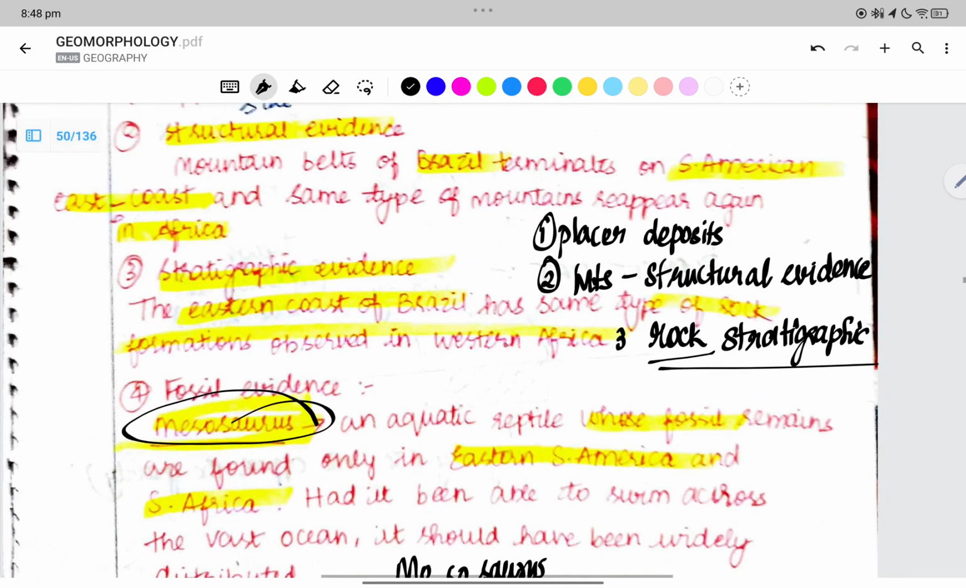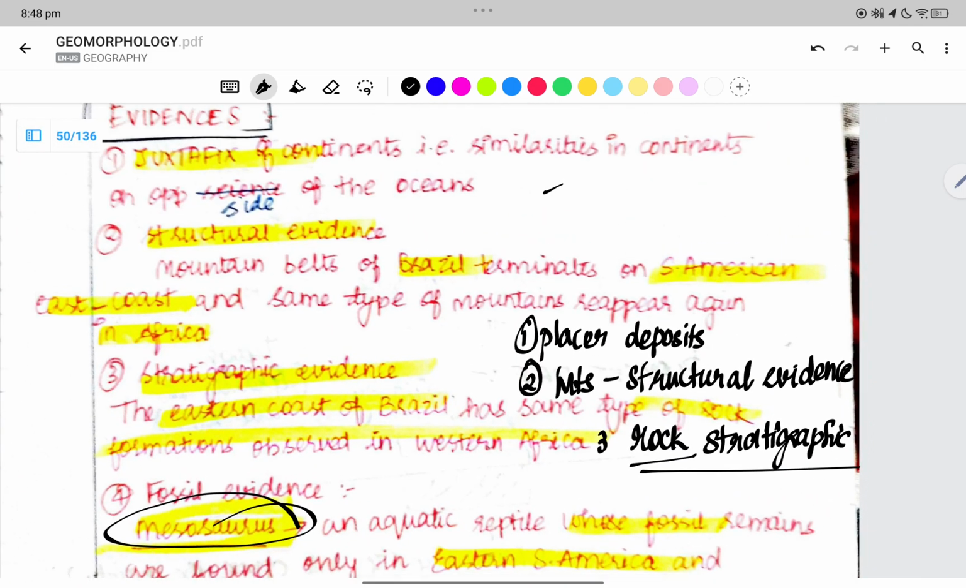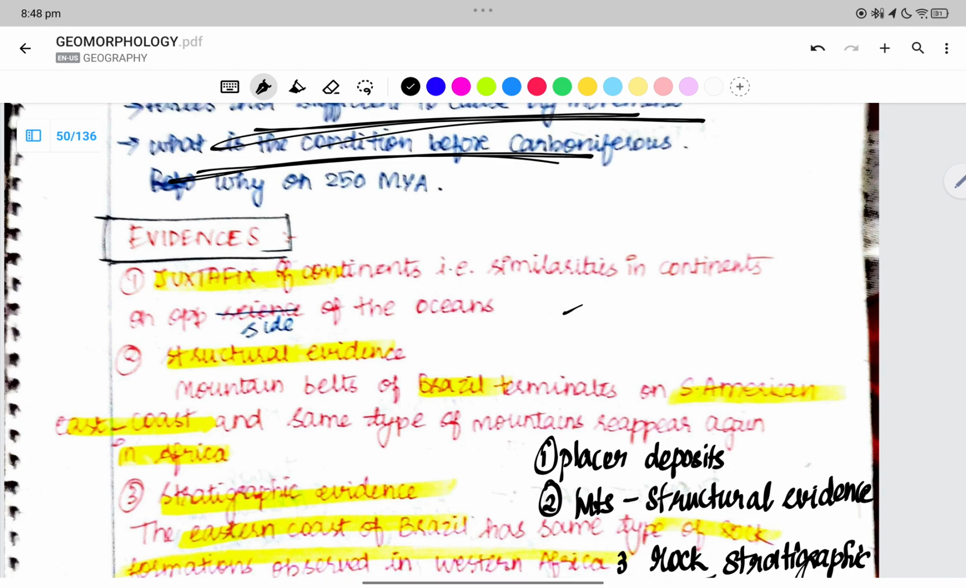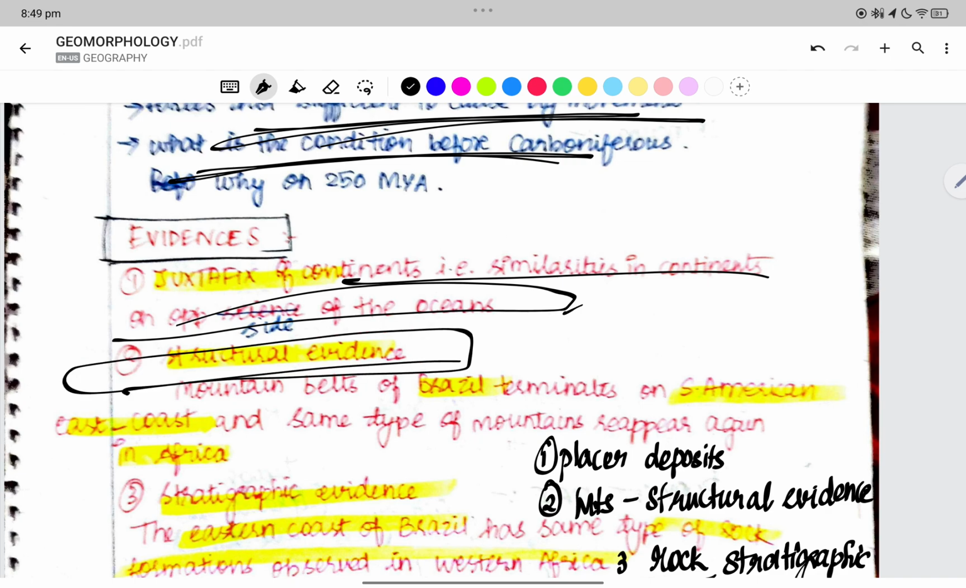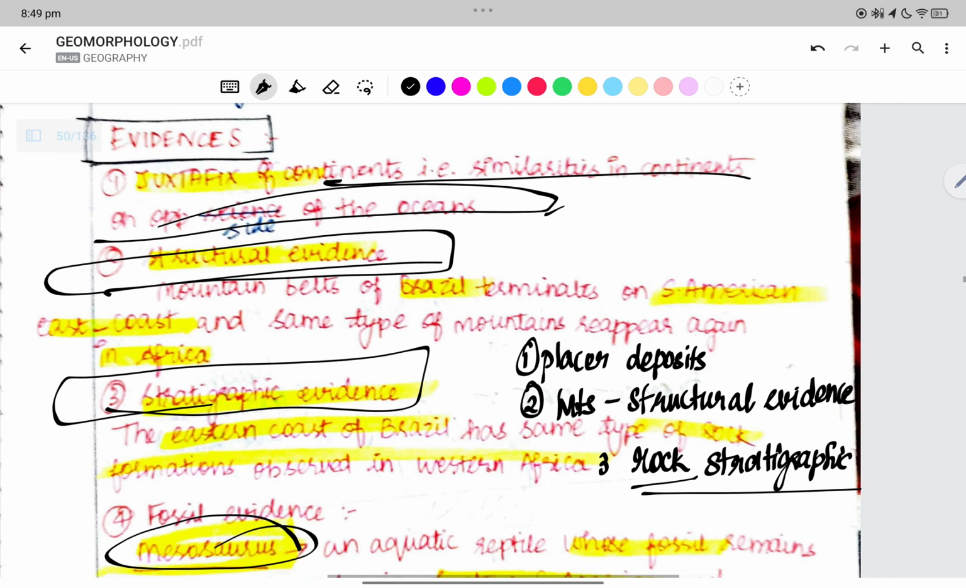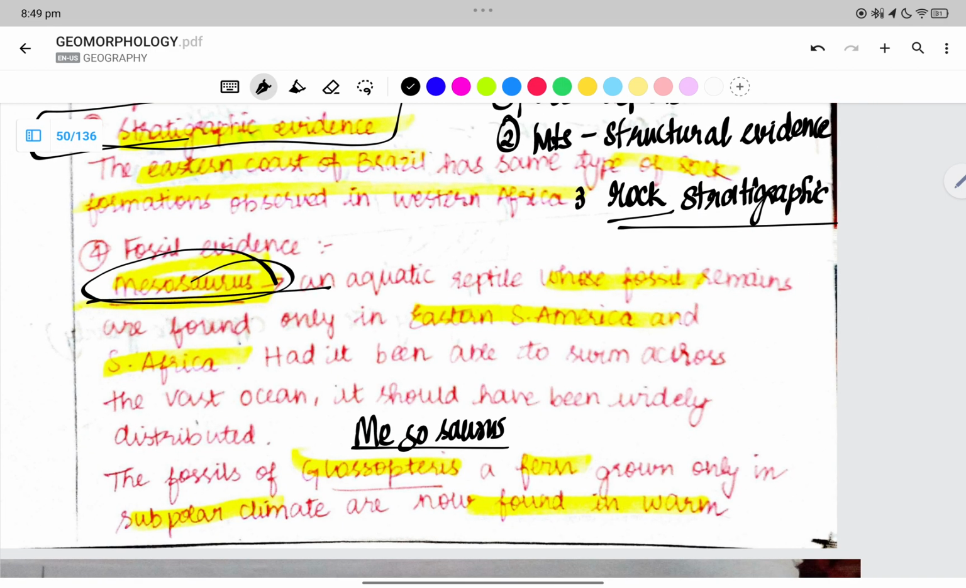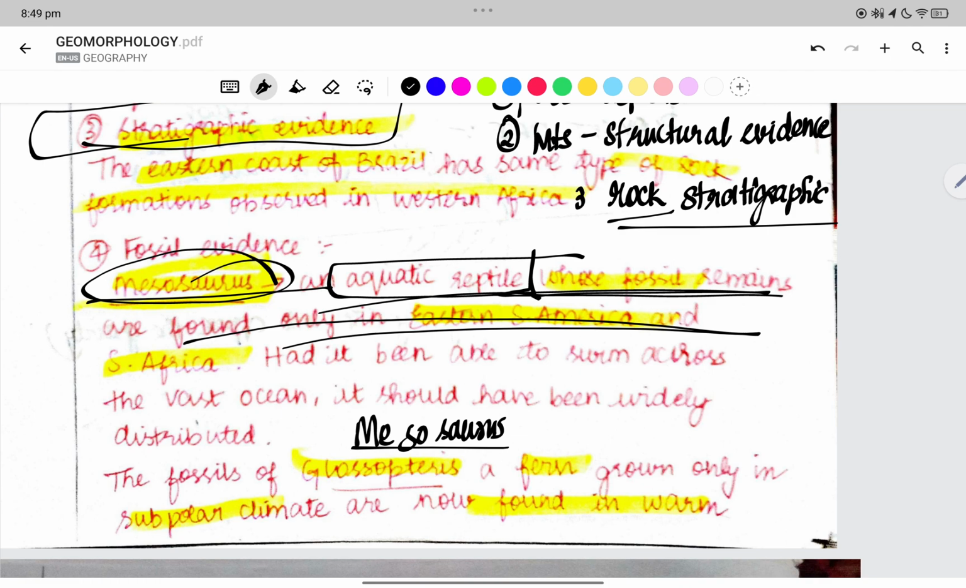Now, the first evidence is the juxtafit of the continents, similarities in the continents present on the opposite sides of the oceans. Structural evidence is the mountains, then placer deposits, and then we have stratigraphic evidence. After that, we go to the fossil evidence: Mesosaurus, an aquatic reptile whose fossil remains are found only in eastern South America and South Africa.